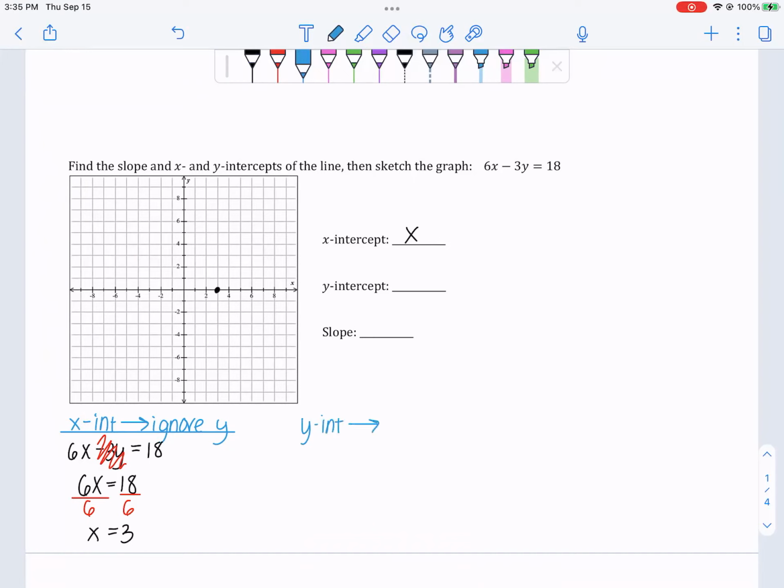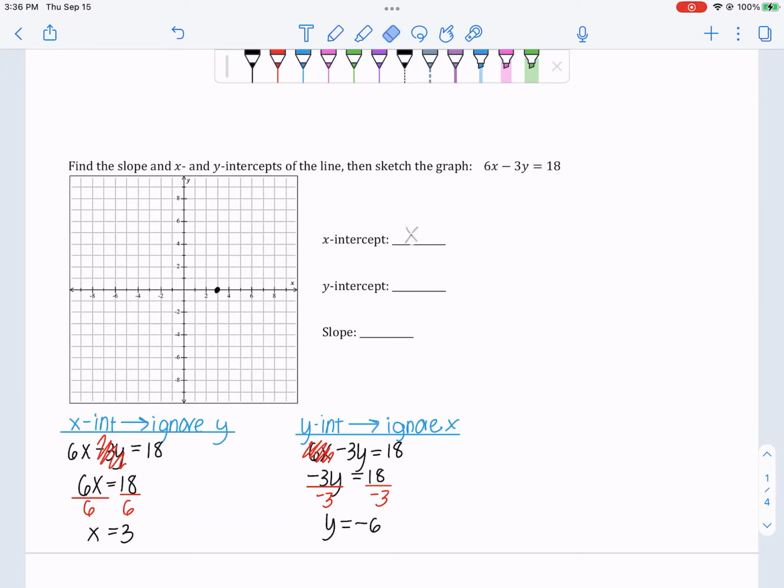For our y-intercept, we ignore x. So we have 6x minus 3y equal to 18. We are ignoring x, so I'm just going to scribble that out, making sure to keep the negative in there. So I have -3y equals 18. Dividing both sides by -3 to solve for y, we get y equals -6.